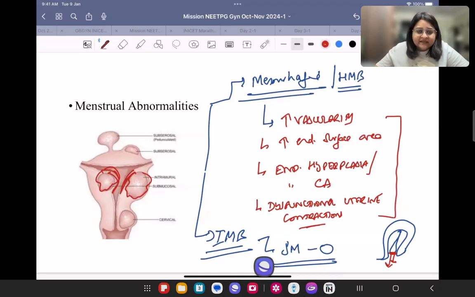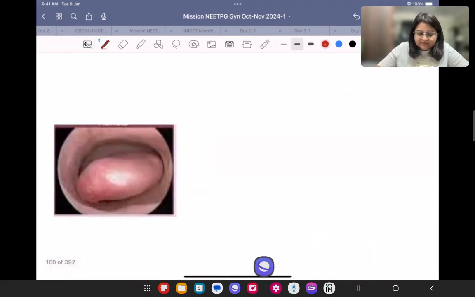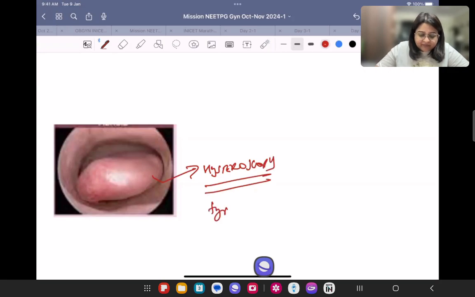Intermenstrual bleeding is the second type of menstrual abnormality. This is a pedunculated submucosal fibroid. This is seen on hysteroscopy. This is a hysteroscopic picture of a pedunculated type 0 fibroid. Okay.